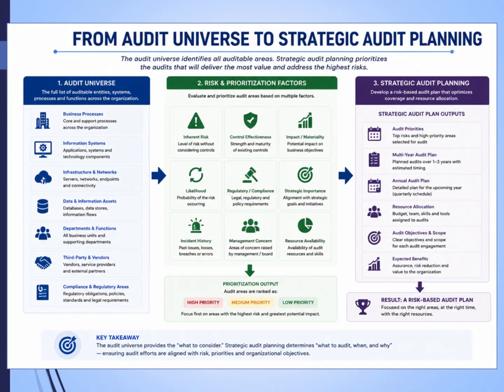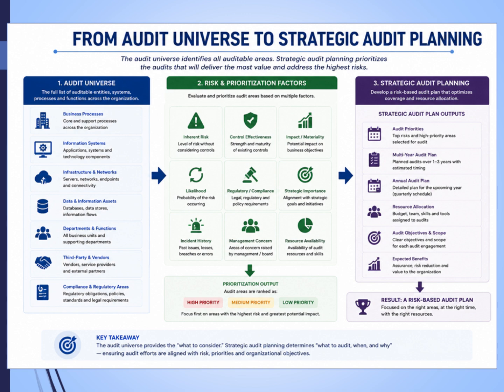The audit universe identifies all auditable areas across the organization, including business processes, systems, infrastructure, applications, vendors, data assets, and compliance obligations. Once the audit universe is established, each area is evaluated using risk and prioritization factors such as inherent risk, control effectiveness, likelihood, materiality, regulatory exposure, incident history, and strategic importance. These factors help internal audit determine which areas require the greatest level of assurance and audit attention.